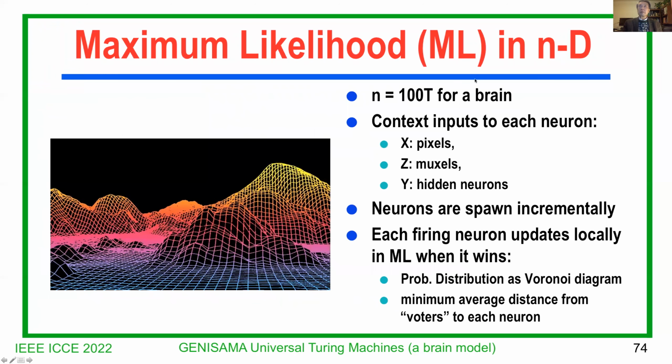So, maximum likelihood in n dimension. N is huge. The n is the number of parameters inside the brain. Suppose Weng team. The input of each neuron includes pixels, muscles, and hidden neurons. This dimension is huge, and the number of neurons here is Weng team, plus pixels, plus muscles. And this is still the largest one. Neurons are spawned incrementally in the DN, starting from small and growing to more.